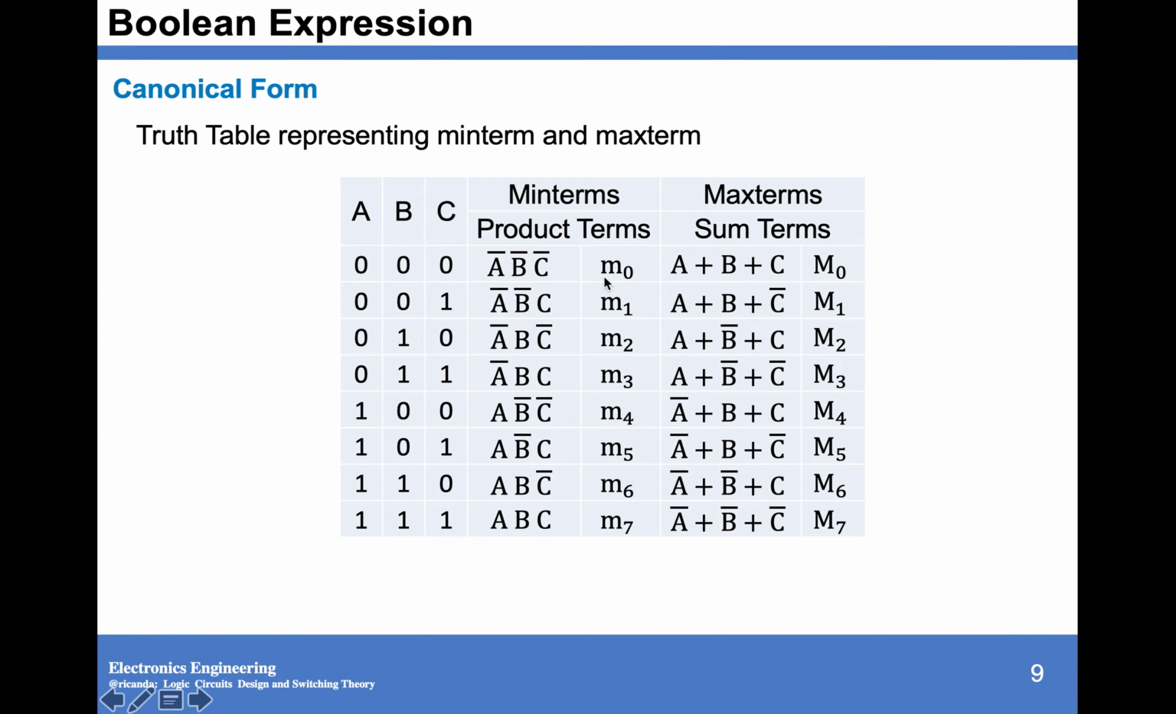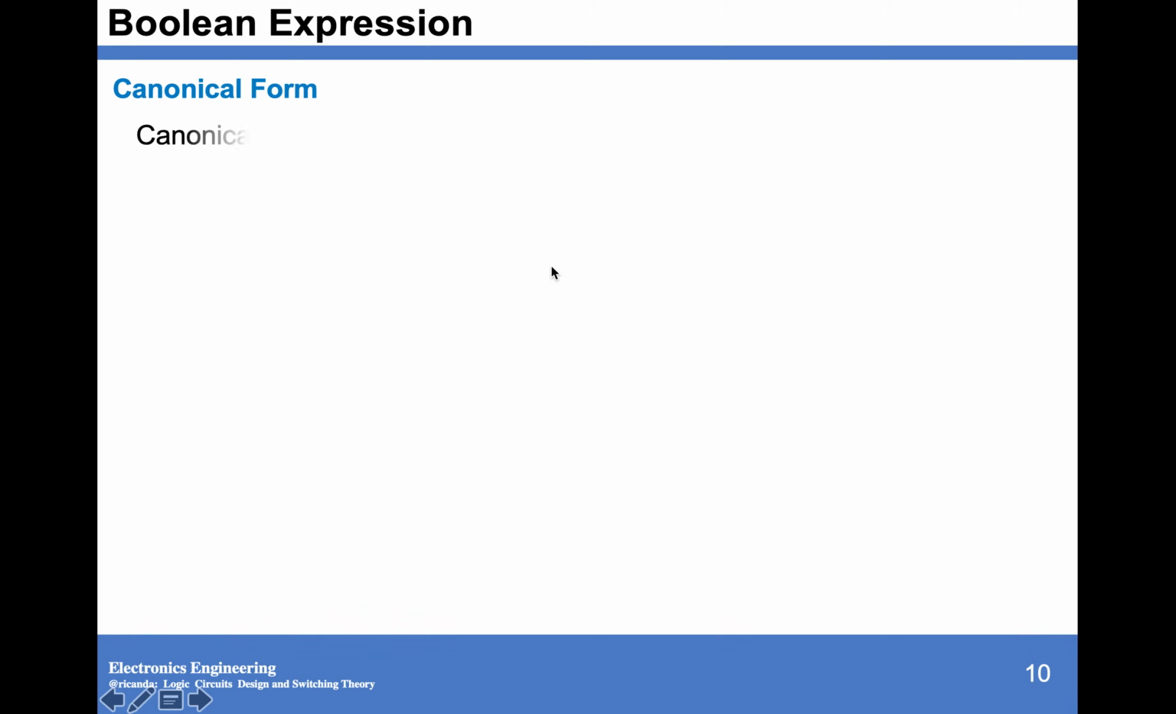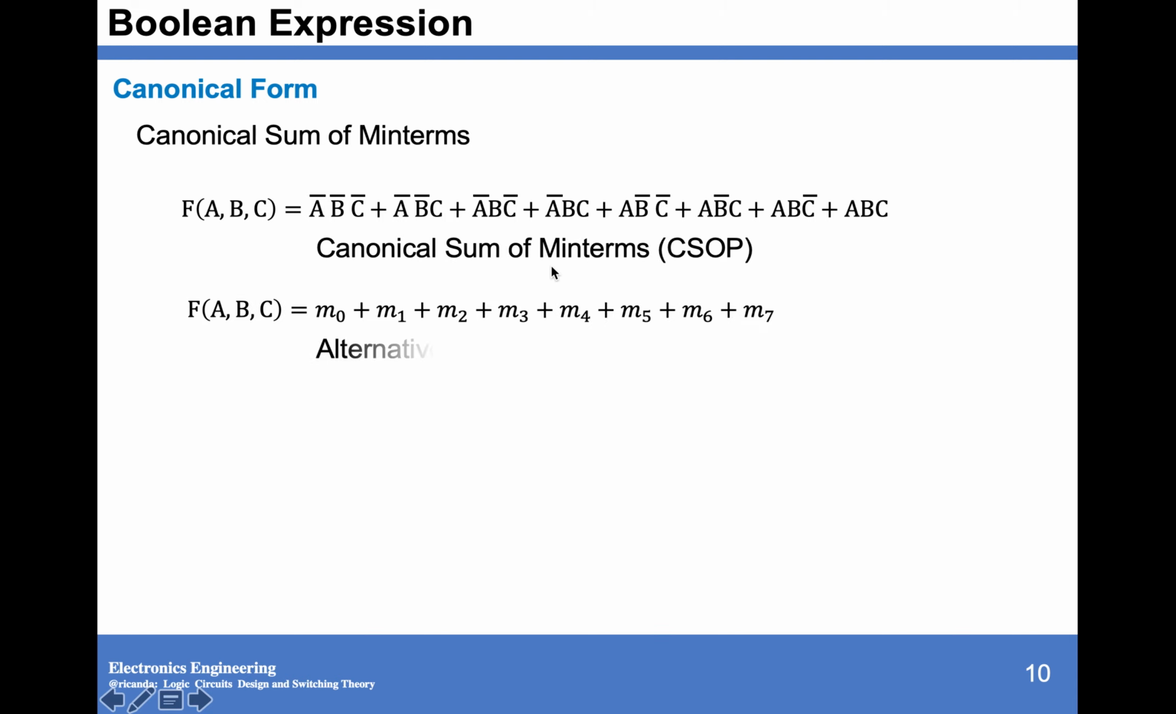So we have letter M in lowercase. This is your representation for your variable, or for your E bar, B bar, C bar. So this is your alternative canonical sum of min terms using the subscription of your min terms as lowercase m.